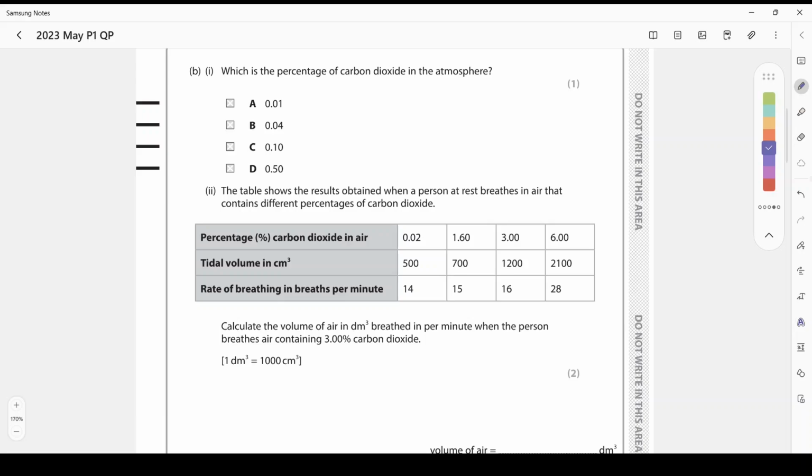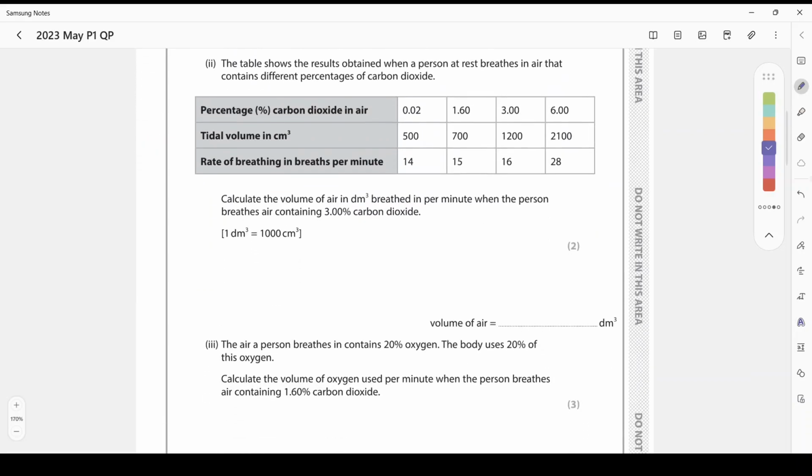Okay, let's move on to part B1. Which is the percentage of carbon dioxide in the atmosphere? And that answer, you do have to remember, it is 0.04%. Okay, part 2. The table shows the results obtained when a person at rest breathes in air that contains different percentages of CO2. Calculate the volume of air in dm³ breathed per minute. Let's write that down. When the person breathes in air containing 3% of carbon dioxide.